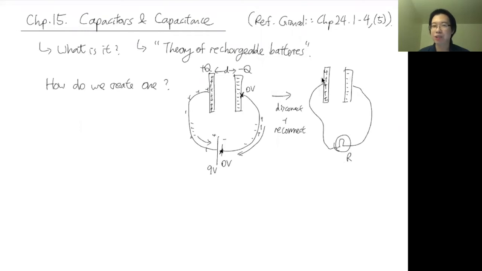This is negative, so it's trying to attract the positive through the wire. And as they go through the wire, the flow of positive charge is exactly what we call a current. The current will go through here, which will light up the light bulb. And after a while, your end result is they probably get neutralized.